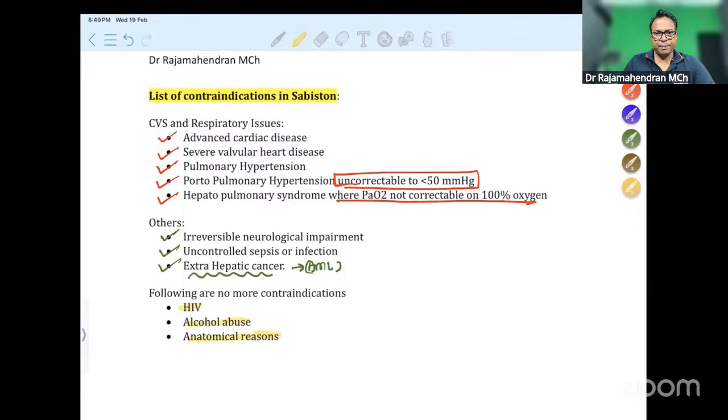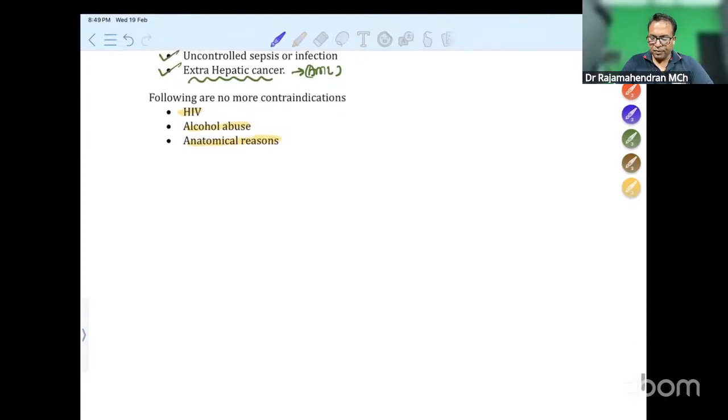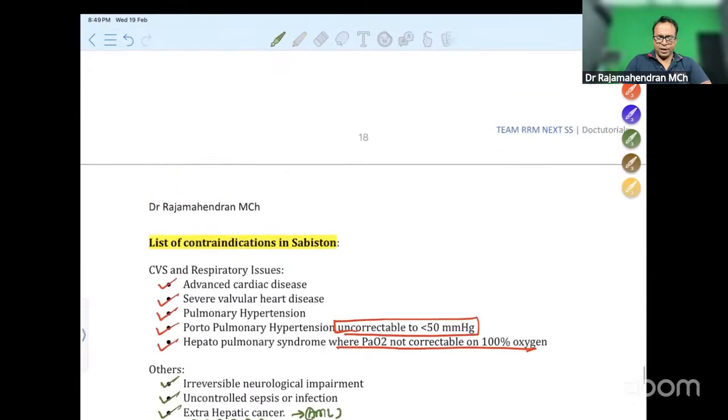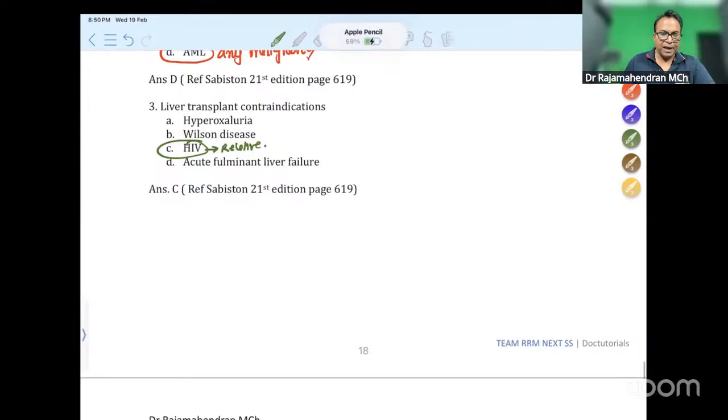So just remember these points from Sabiston, but please go through the contraindications of transplant from Bailey and Love. That is more than enough. These are the questions from HBP and transplant.